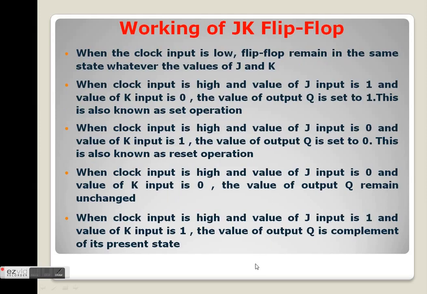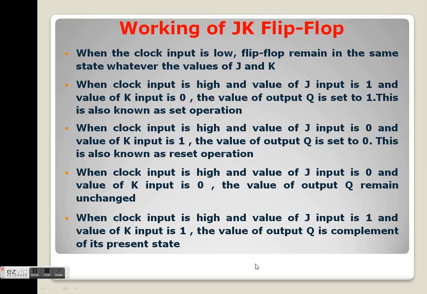Students, let's now understand the working of JK flip-flop. Similar to the SR flip-flop and D flip-flop, when the clock input is low, then the flip-flop will remain in its previous state, whatever the values of the inputs J and K. Okay, so when the clock input is high and when the value of J is 1 and the value of K is 0, in this case the output Q will be set to 1, and this operation is known as set operation. Okay, now the second case is when the clock input is high and the value of J input is 0 and the value of K input is 1.